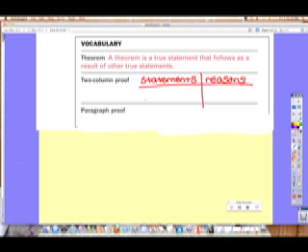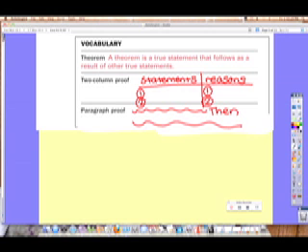The paragraph proof is like you took statement 1 and you wrote a sentence for that. And then you took statement 2 and wrote a sentence for that, and then number 3. So it's a sentence for every single one until you create a paragraph. Do you see that? It's the same thing but not as organized. It takes longer, I feel like.